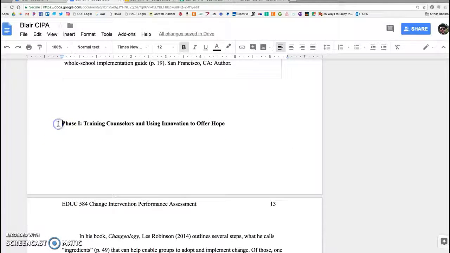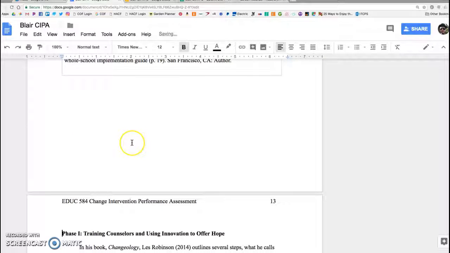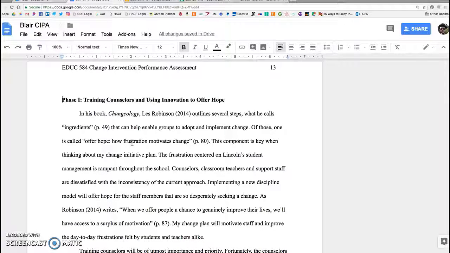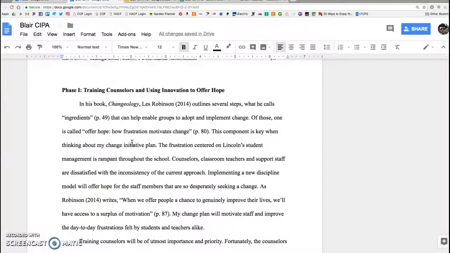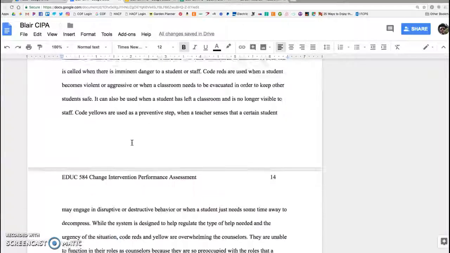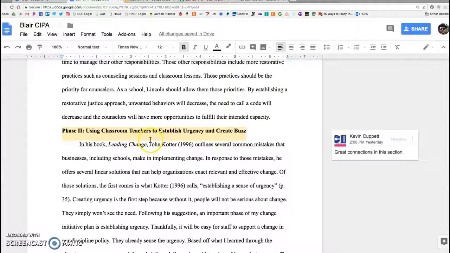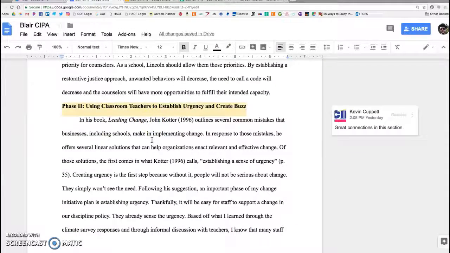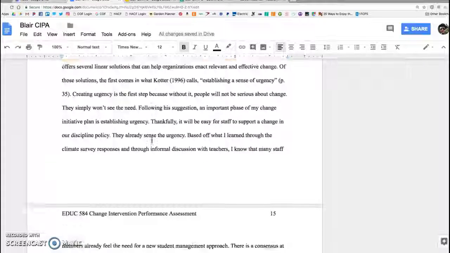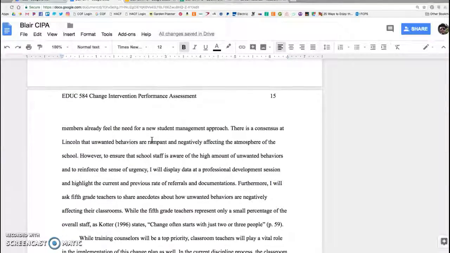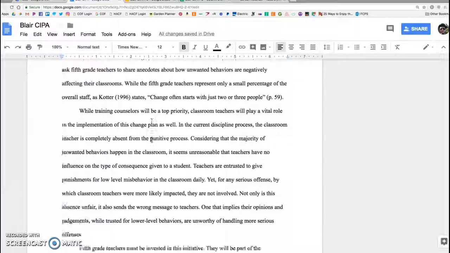So as phase one of this plan, I want to train counselors and use innovation to offer hope. Staff members right now at Lincoln are very frustrated with the inconsistencies in behavior management, and I want to use this plan to offer them some hope and motivate them to make this change. Phase two, using classroom teachers to establish urgency and create buzz. I've got to establish the need for this change, which thankfully is pretty easy because most people already see this need, and also create buzz about it. Get that excitement, get that genuine conversation going, and sustain the buzz to help implement this change.